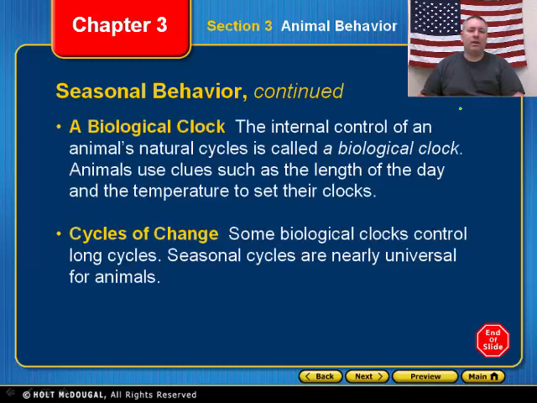Now, we also have things called a biological clock. Biological clock controls all of our internal things. Some of us use them for daily cycles, when to get up in the morning, when to go to sleep. If you're working nights, then your biological clock is flipped because you're up at night and sleep during the day. They help us to regulate our temperatures and stuff like that based off of the time of day and time of season that we're going through.